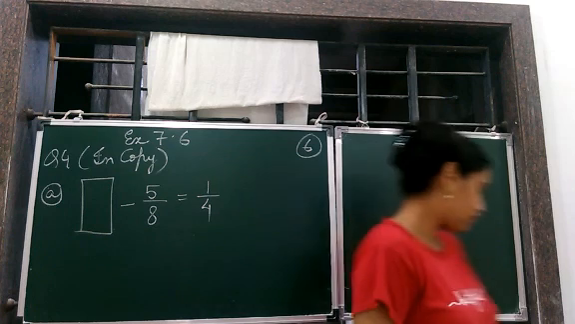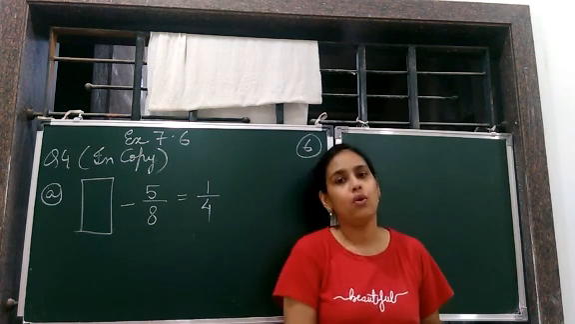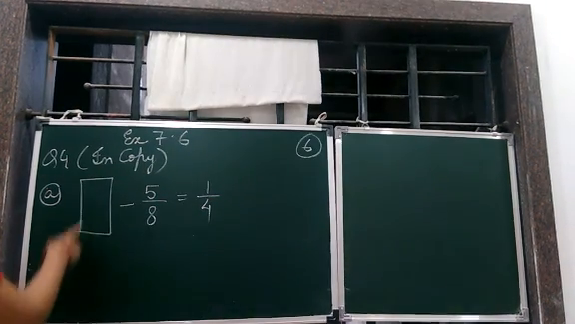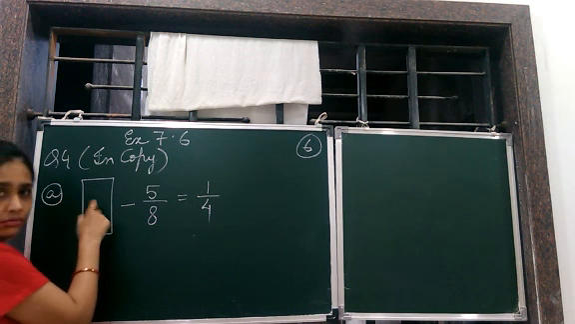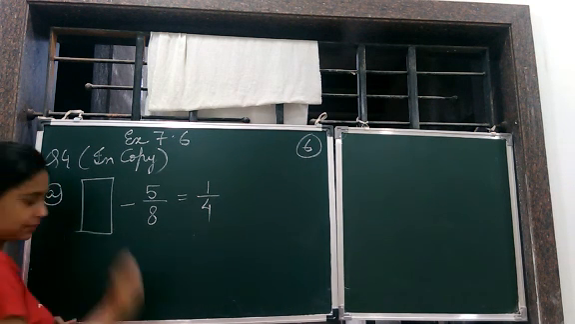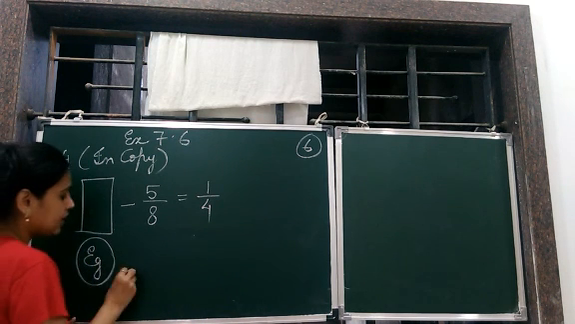So the first question is: dash minus 5 by 8 is equal to 1 by 4. Now we don't know what will come here. Which number will come here, we don't know, right? So let's take an example for this.